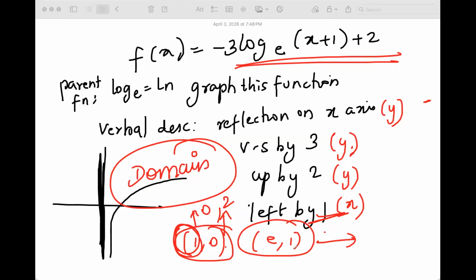e comma 1 in the parent function, what happens? It's easy to do the x coordinate first. e becomes e minus 1, which is great. But that 1 is multiplied by minus 3 and then added 2. So that becomes minus 1, right, Arush? Make sense? Okay. Can I move on?